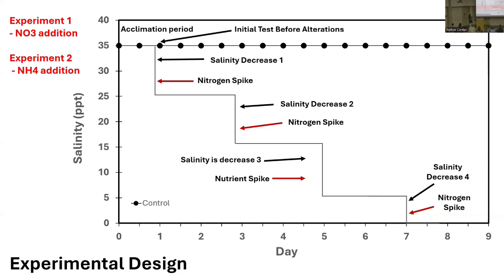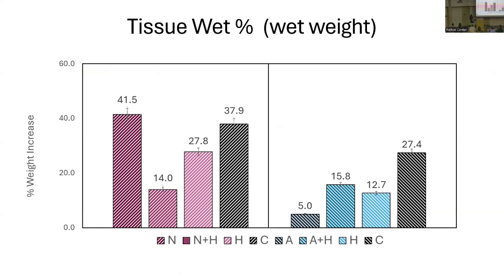So we did 4 salinity decreases on day 1 from 35 to 25. 25 is still within Gracilaria's habitable range, by the way. It's going to be important for later. And then from 25 to 15, 15 to 5, and after each salinity drop, we added a nitrogen spike. So, you're not going to add nitrogen before changing the salinity. Doesn't make any sense.